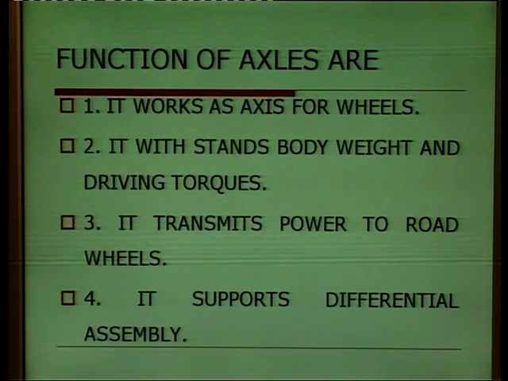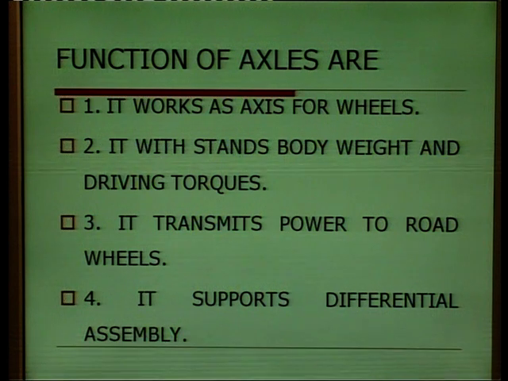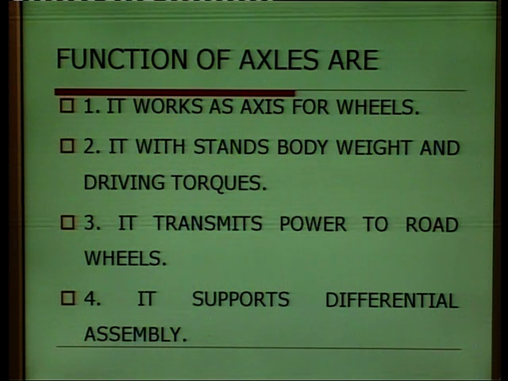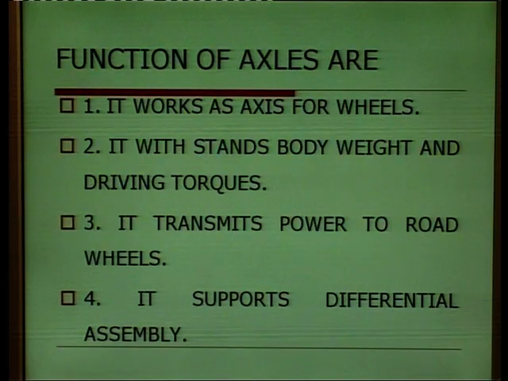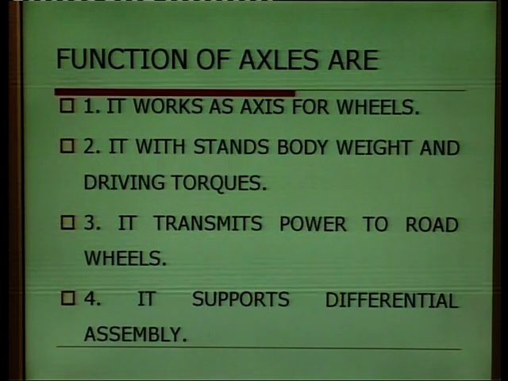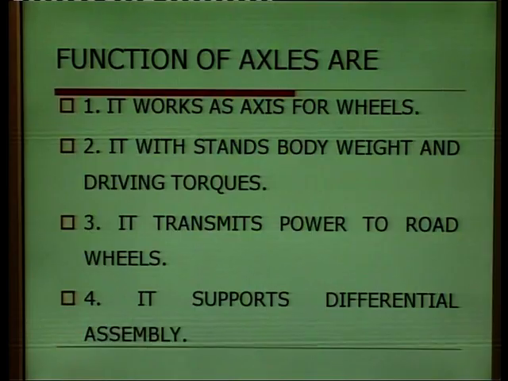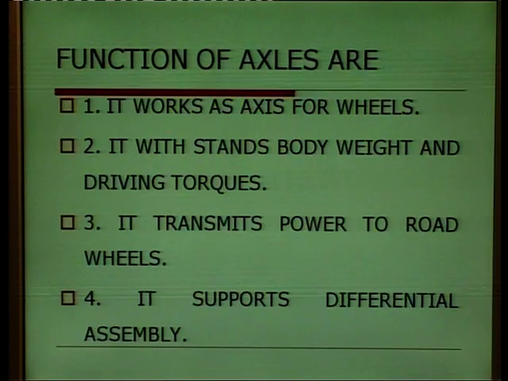Then functions of axles: number 1, it works as an axis for wheels. On the axle, the wheels are fitted. Number 2, it withstands body weight and driving torques. Number 3, it transmits power to the road wheels. Number 4, it supports the differential assembly.